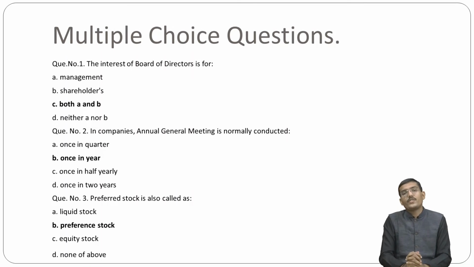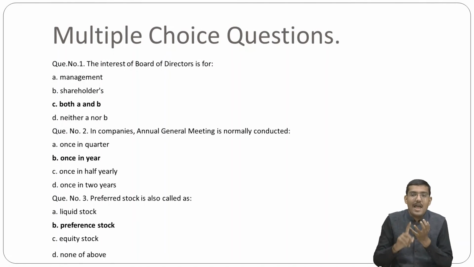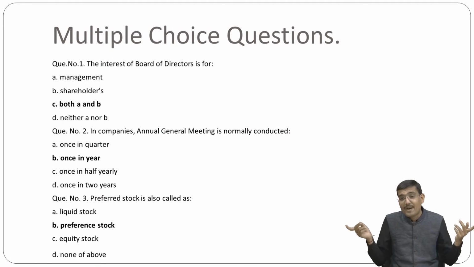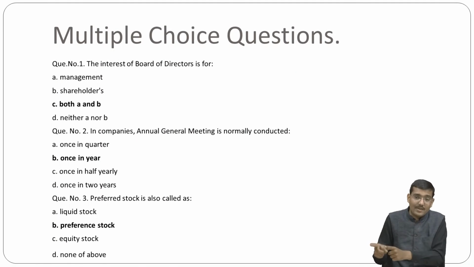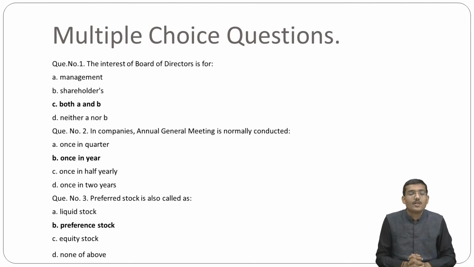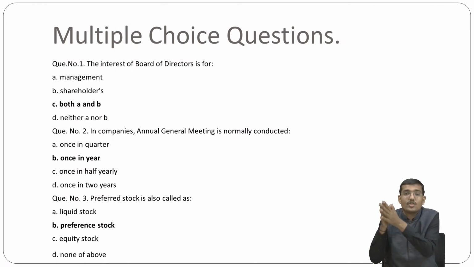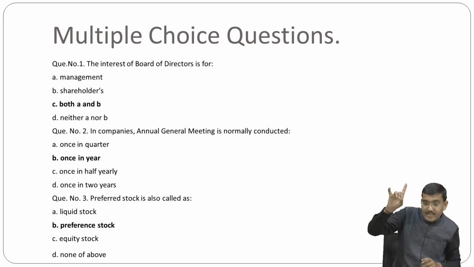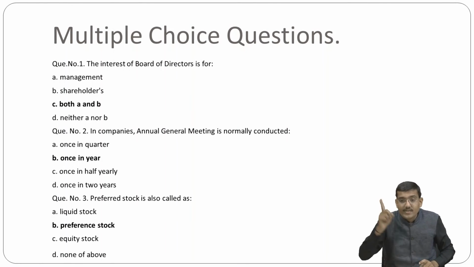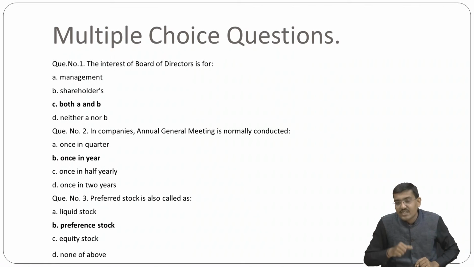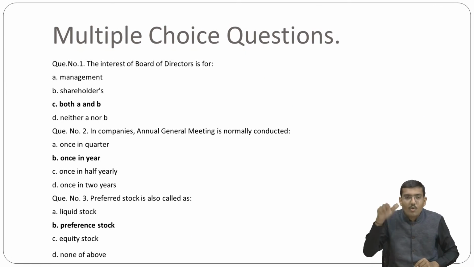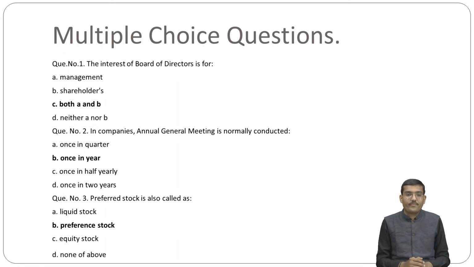In that, the first question is: the interest of the board of directors is for management, shareholders, both, or neither? The answer, my dear friends, is both management as well as shareholders. The second question: a company's annual general meeting is normally conducted once in a quarter? No. Once in a year? Yes. Once in half yearly? No. Once in 2 years? No. The answer is once in a year.